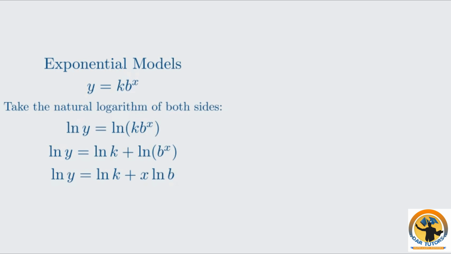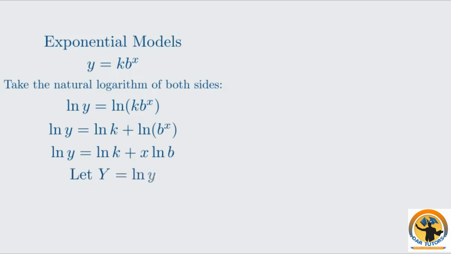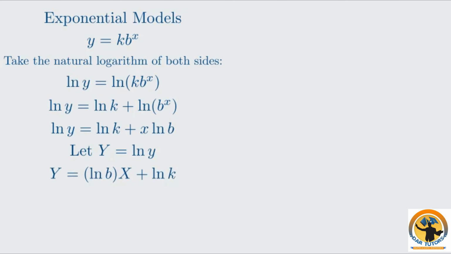Then, using another property, we can bring the exponent x down, resulting in the natural log of k plus x times the natural log of b. Now let's rearrange it slightly. This looks like a linear equation. If we let capital Y equal the natural log of lowercase y, and let capital X equal lowercase x, then our equation becomes capital Y equals the natural log of k plus capital X times the natural log of b.